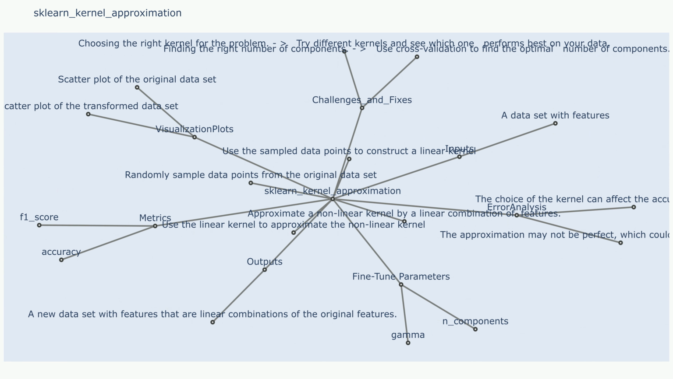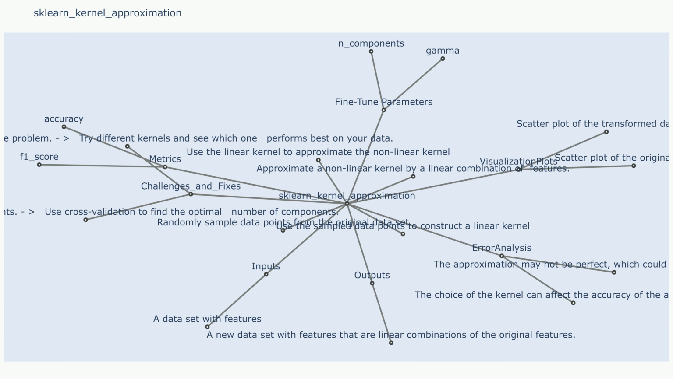Fixes to challenge 2: optimize the implementation of the kernel approximation method. Use parallel computing techniques to distribute the computation. Consider using a more efficient kernel approximation method, such as Nystroem approximation.